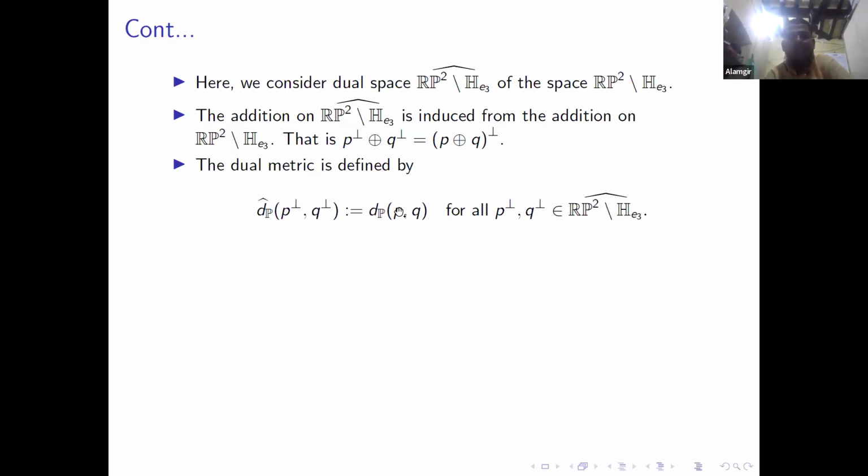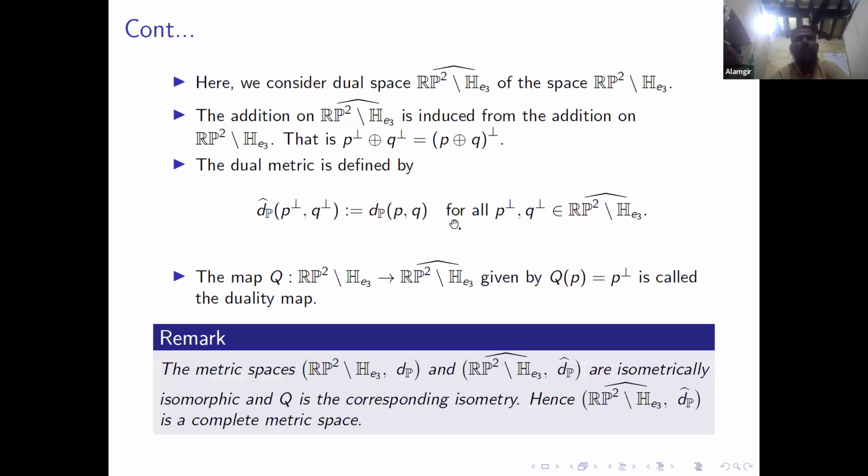And we define a dual metric, denoted by d-hat. The d-hat of P-perp and Q-perp is nothing but the distance of the normals of those two hyperplanes. Actually, P and Q are the normals, so we consider the corresponding distance of those two normals in that space. And we consider the map Q from the real positive space to the dual space, given by Q of P equals P-perp, which is called the duality map.